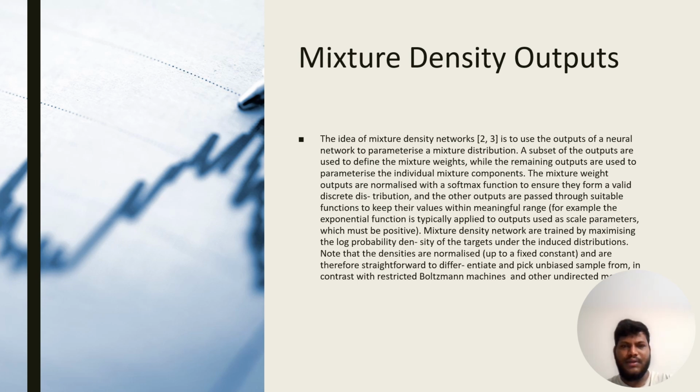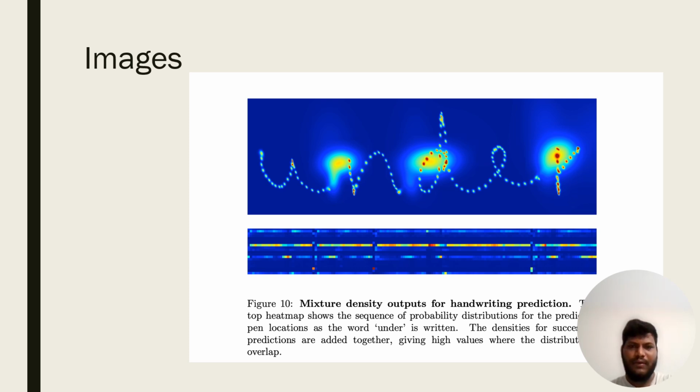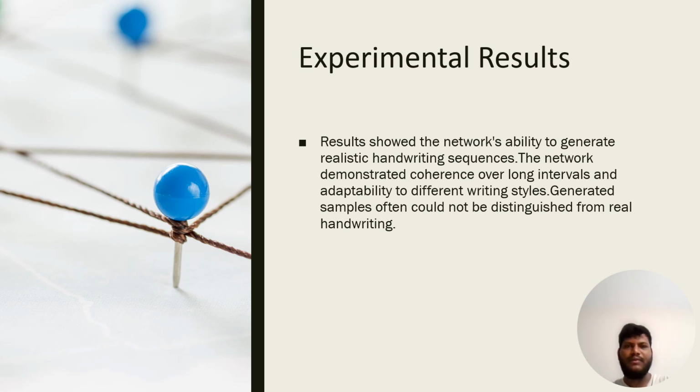Mixture density outputs: the idea of a mixture density output network is to use a neural network to parameterize a mixture distribution. A subset of the outputs is used to define the mixture weights, while the remaining outputs are used to parameterize the individual mixture components. Therefore, it is straightforward to derive, estimate, and draw unbiased samples from, in contrast with restricted Boltzmann machines and other undirected models. And here are the images of the mixture density outputs for handwriting prediction.